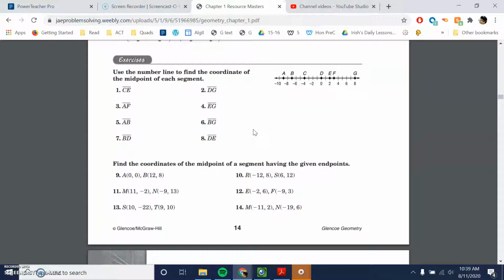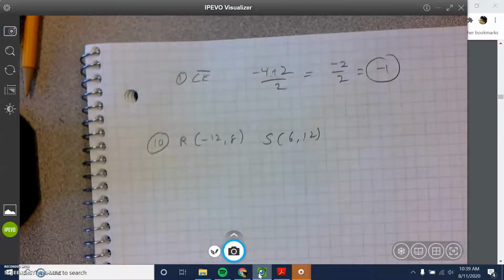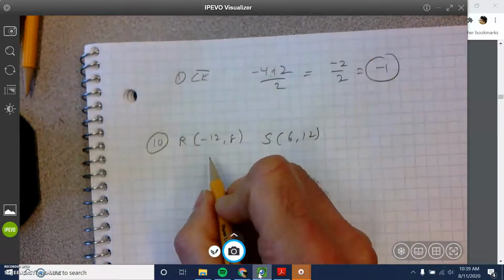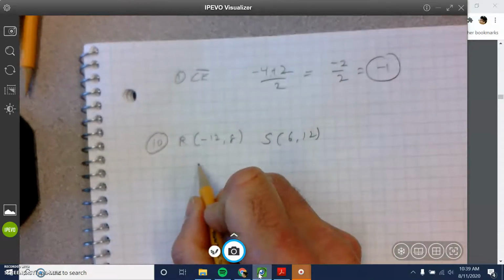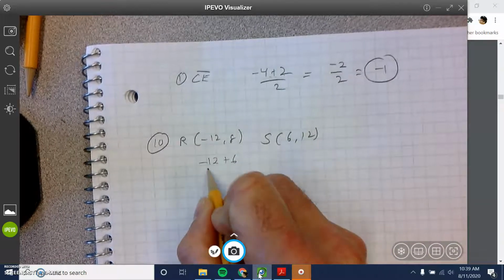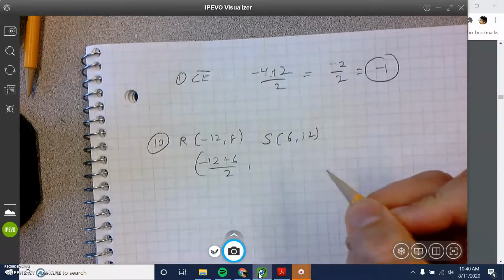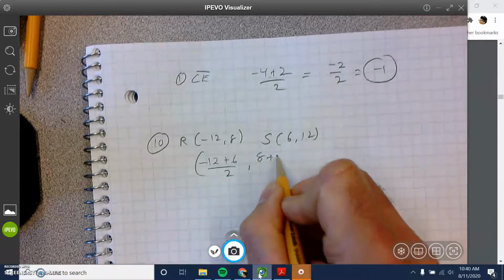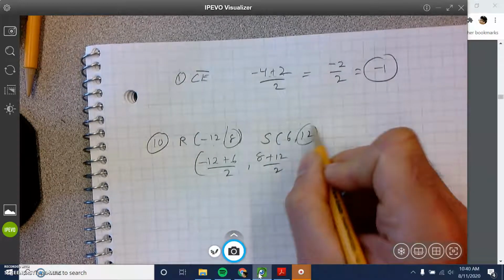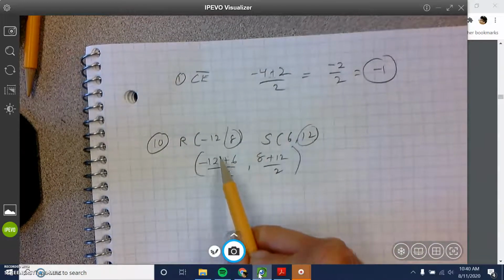R is (negative 12, 8), and S is (6, 12). Write that down, number 10. Okay, so I wrote it down in my notes. Go ahead and see if you can get the midpoint. What did you get? Let's see if we got it. The x value is the average of the x's. So I'm going to add up the x's divided by 2. Here's my parentheses for my coordinate point. And then 8 plus 12 divided by 2. Those are the y's.